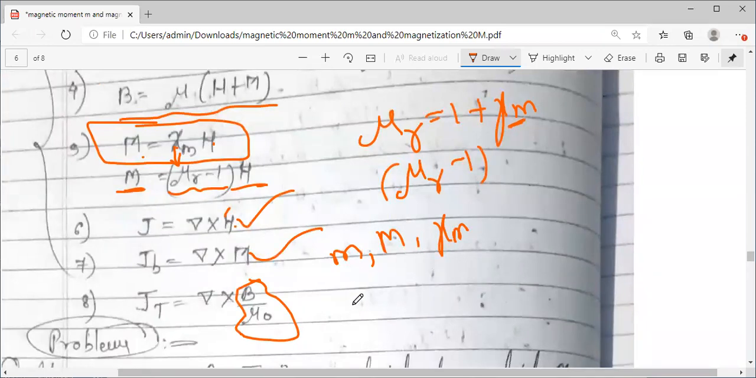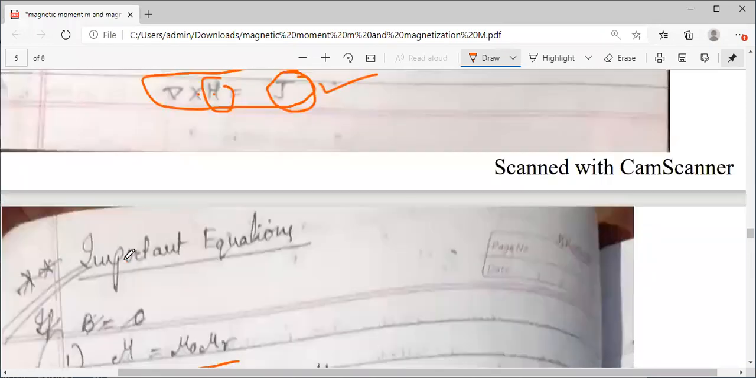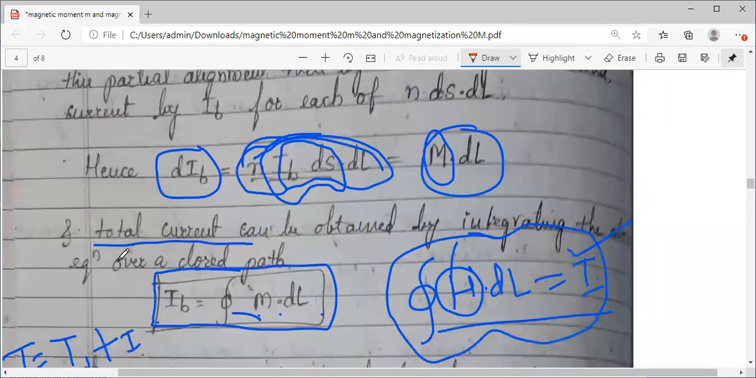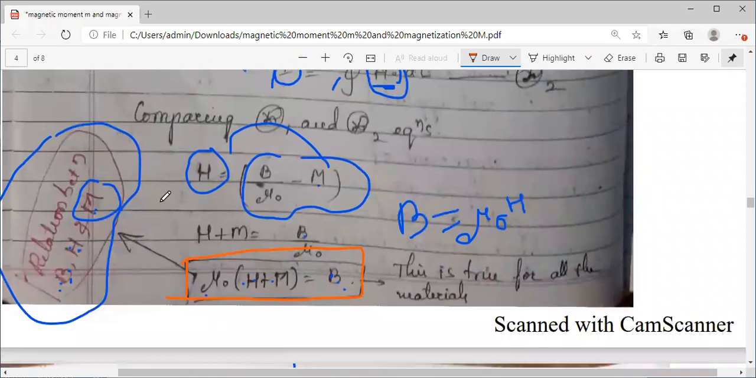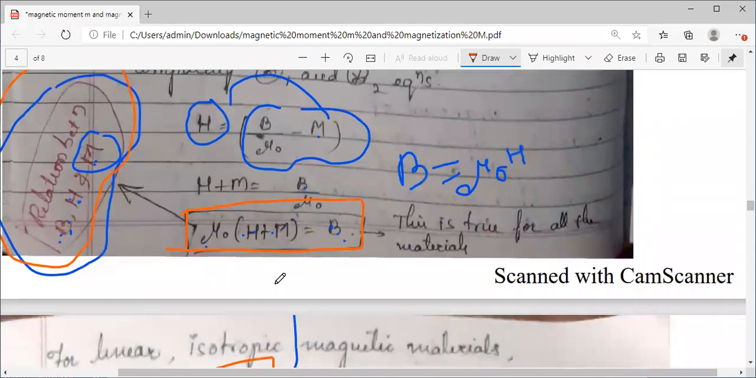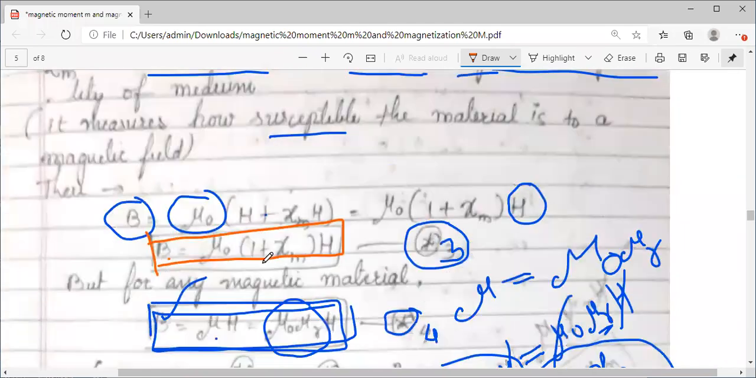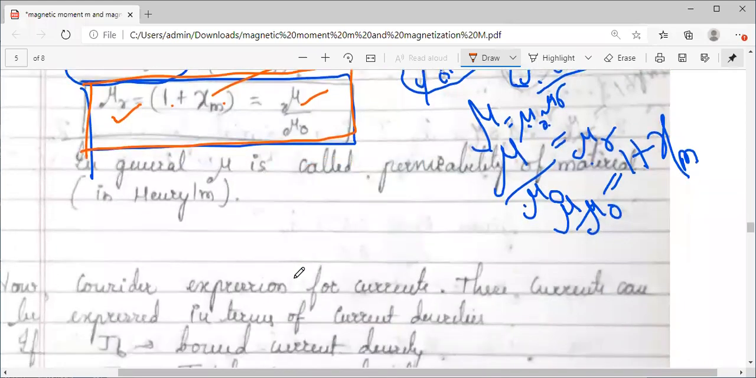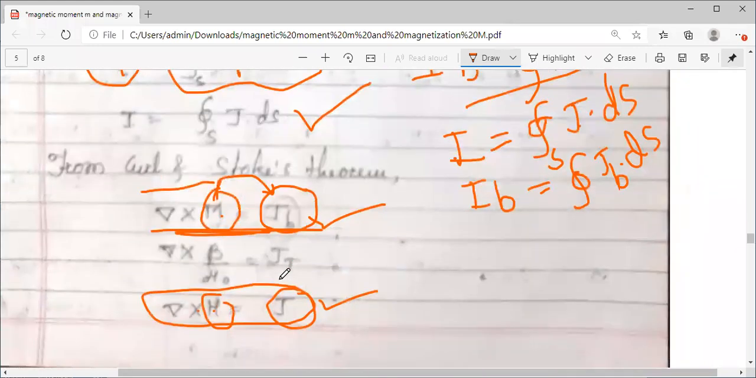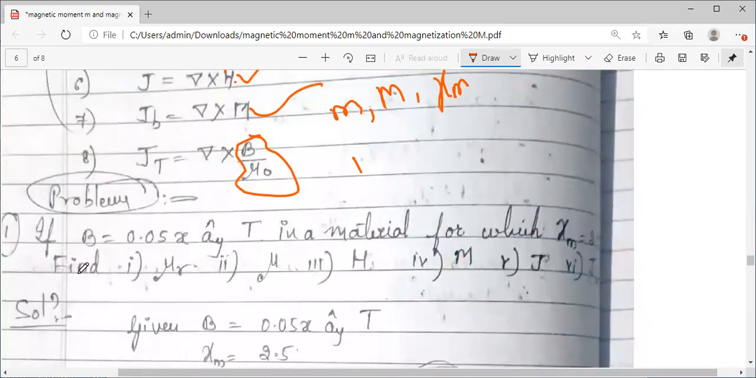Important is the relationship between, see, I'll just show you, how will you derive the relationship between B, H, and M? This is one thing. And whatever equations I have put in these orange boxes, 1, 2, 3, and 4, these will be utilized in the problems part. Now, let me quickly show you 1 or 2 problems. I will be sharing these things. You can go through the problems.